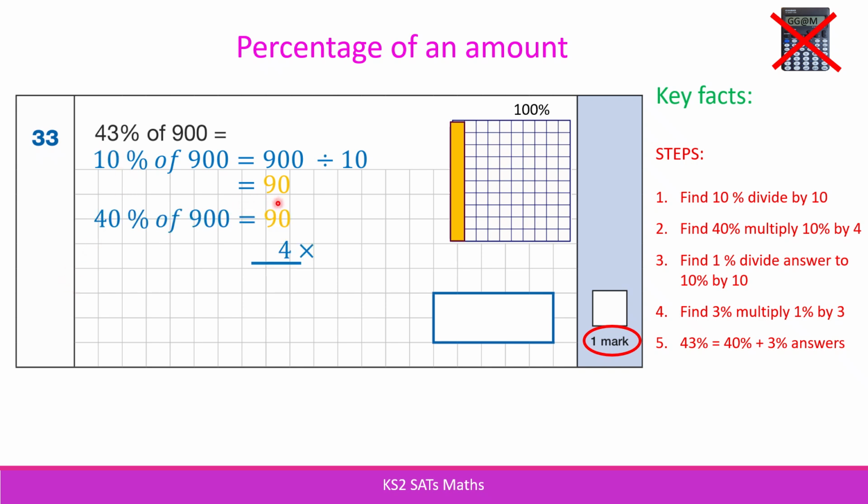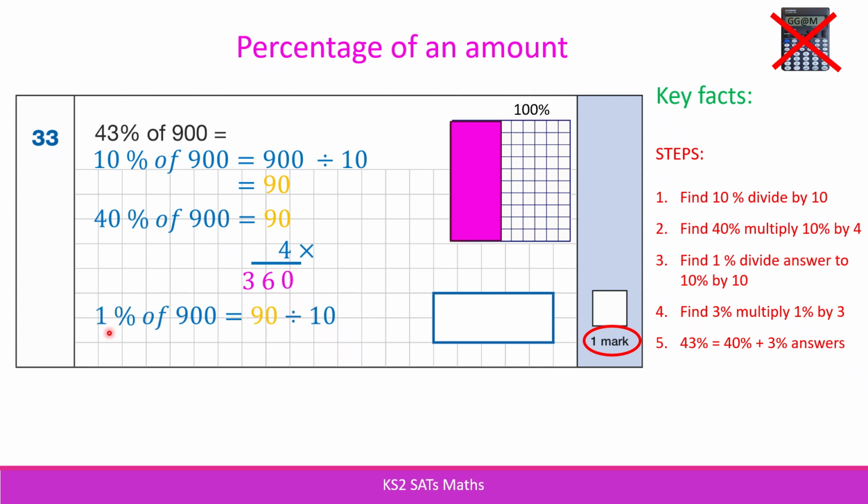So if I take the answer I've just got and multiply it by 4, that gives me this section here. That is 40% of the 900. So that's 90 times 4. Now 0 times 4 is 0. 9 times 4 is 36. So that is 360.